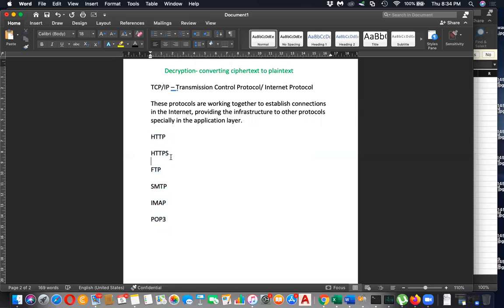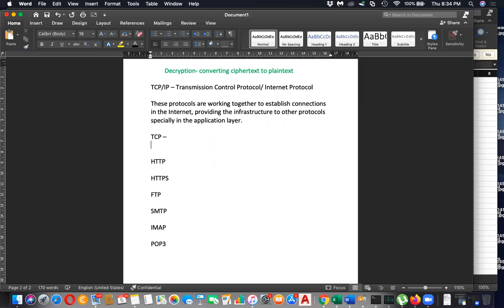These two are for web. This is for file transfer. These three are for email. And there are some more for remote access. You have Telnet and all. Likewise, they are also working on top of the internet TCP/IP protocol suite. So let me explain this protocol suite more carefully.